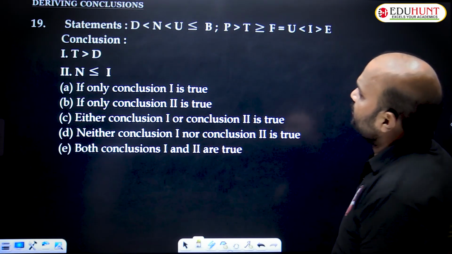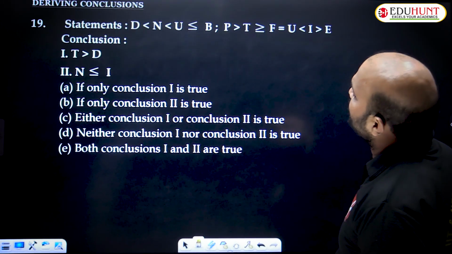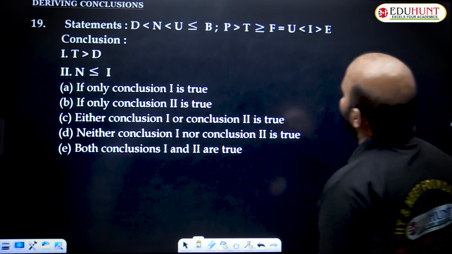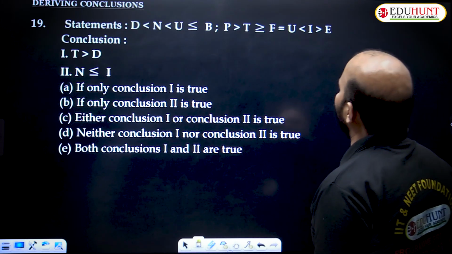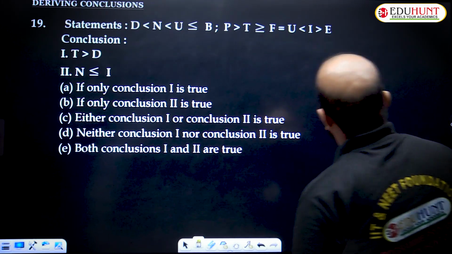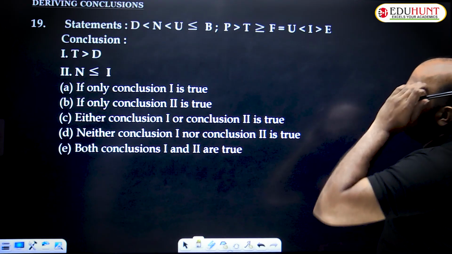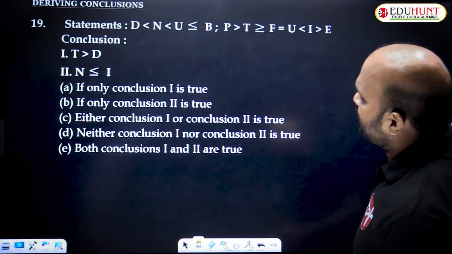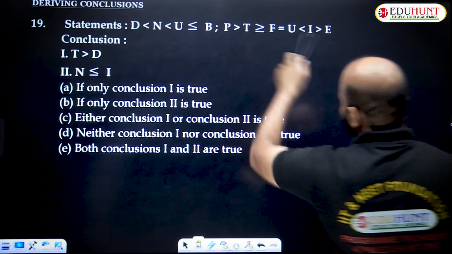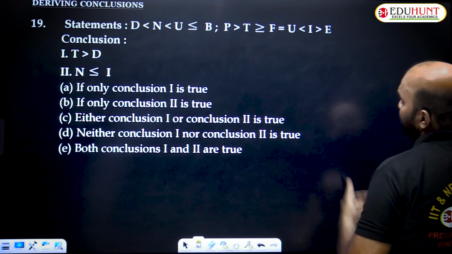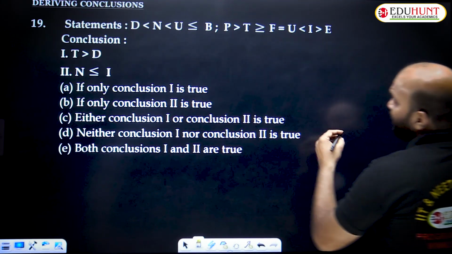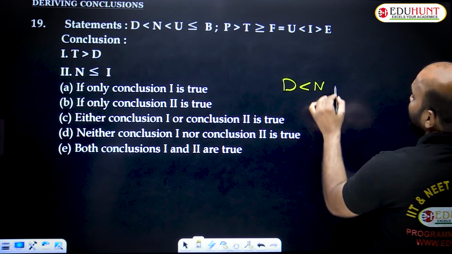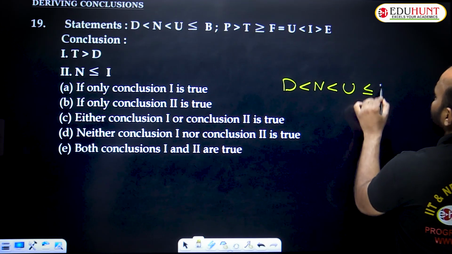So let's go to question number 19. Given statements: D is less than N, N is less than U, U is less than or equal to B. Second statement: P is greater than T, T is greater than or equal to F, F equals U, U is less than T, I is greater than E. Conclusions: first, T is greater than D; second, N is less than or equal to I. By using the two statements, how are you going to merge them? Firstly, directly you can write the first statement: D is less than N, N is less than U, U is less than or equal to B.